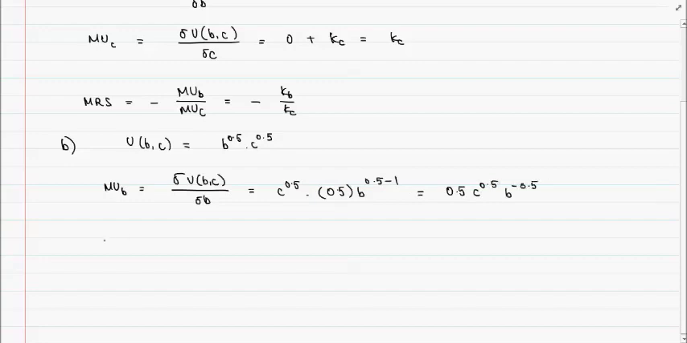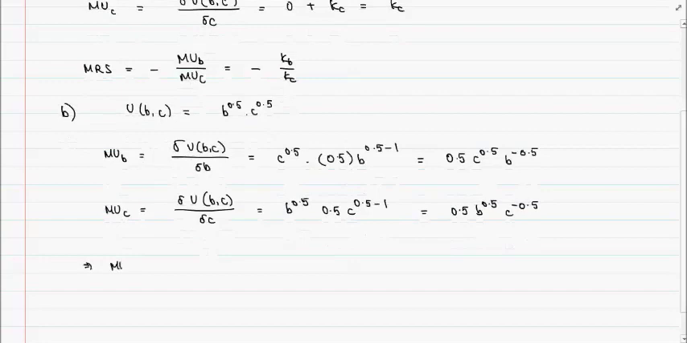It's very similar for the marginal utility of c. It's just going to be the differential of the utility function with respect to c. In this case, we're treating b as constant, so b to the power 0.5 is just going to remain the same. And if you differentiate c to the power 0.5, you get 0.5 times c to the power 0.5 minus 1. That will just give you 0.5 b to the power 0.5 and c to the power negative 0.5.